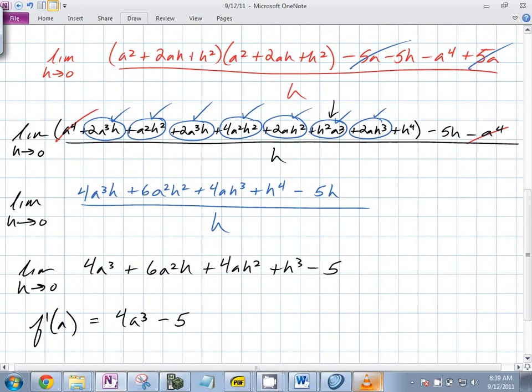I just thought of this, and I don't really know what it's called: these extra terms that you generate in the limit that end up going poof. I don't have a special name for them. That would be an interesting thing to study. Just something to think about. But there you go, 4a cubed minus 5.